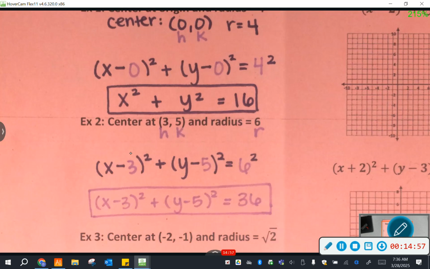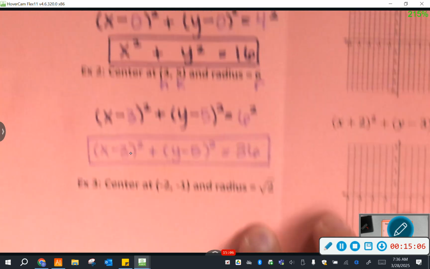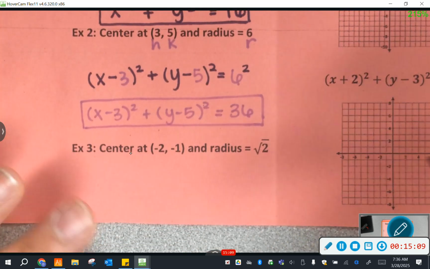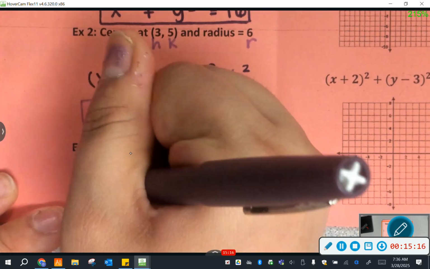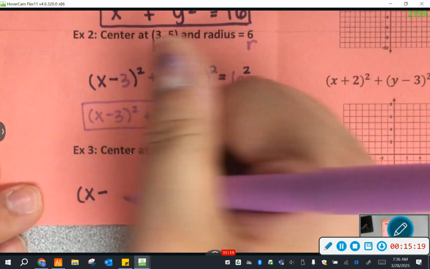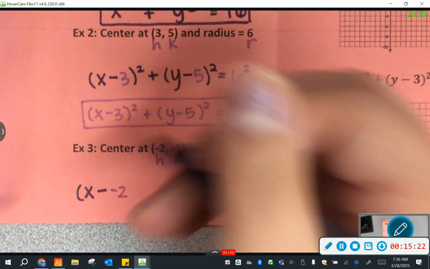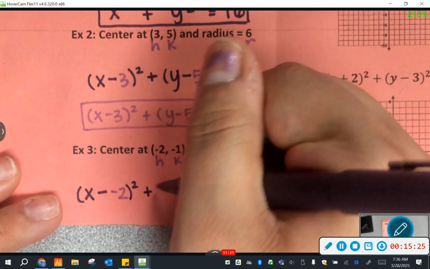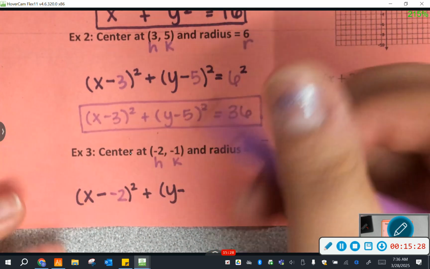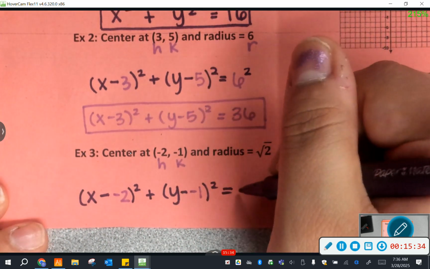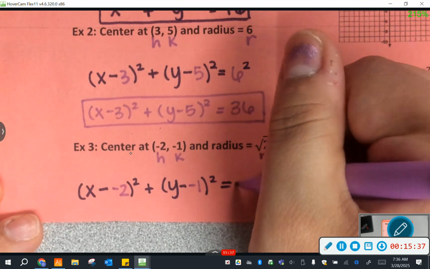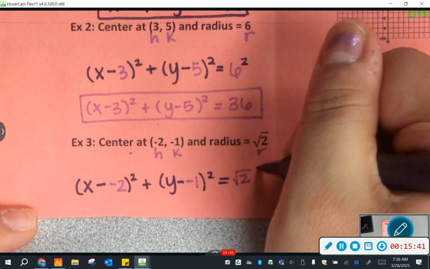Ooh, example 3 is a little harder. You want to try it? No. It's not too hard. Well, actually, let me start you off. What's my h and k here? Okay. So I'm going to do x minus negative 2. We're going to get there. Squared plus y minus negative 1 equals, oh, there's my r, square root of 2 squared.